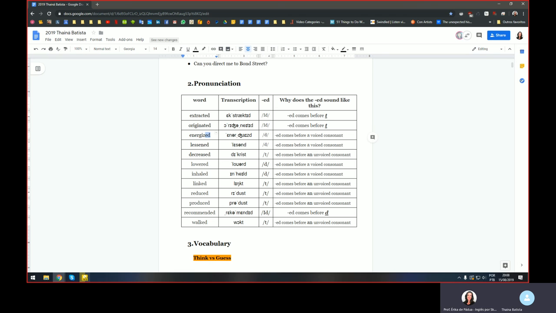Lessened, decreased. This is very interesting because before I had the tendency to say decrease. Yeah, me too. But it's decreased. And then decreased. I have to try and remember that. Decreased, yeah. Lowered. Inhaled. Inhaled, yes, inhaled. Linked. Right, perfect. Reduced. Reduced. Yes.